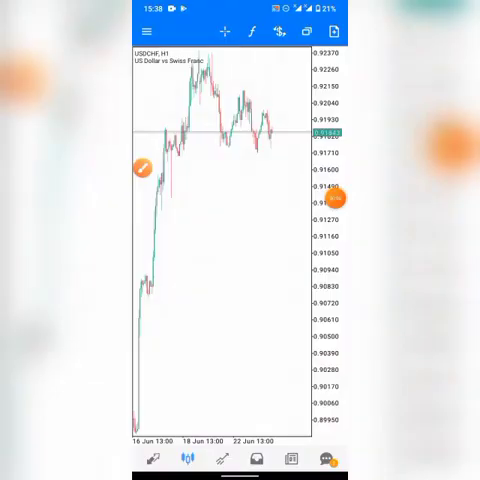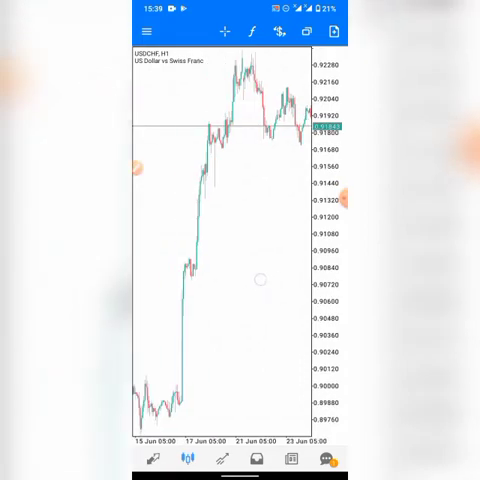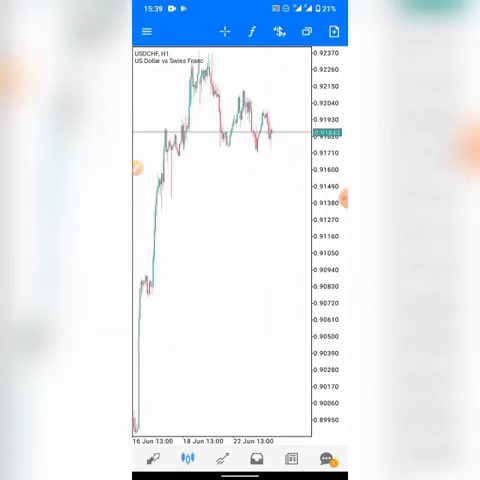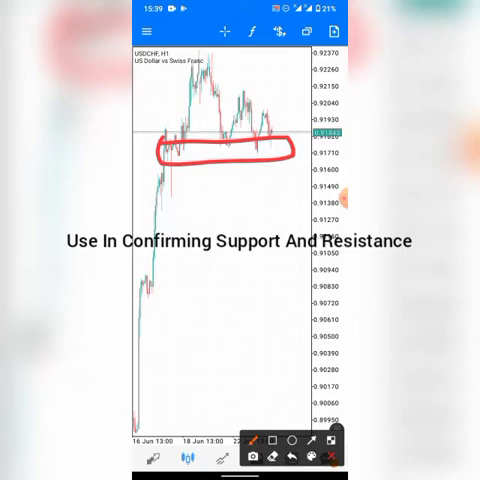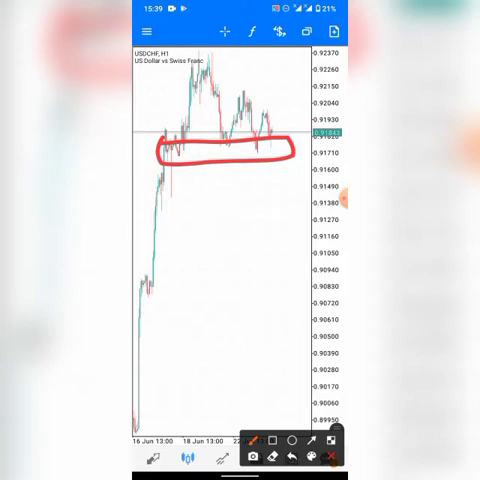Currently we are on USD CHF, and looking at this chart, we should notice that we can actually use some divergence here. First of all, we can spot a support around this side. In confirming our support, we use divergence, and I'll be showing you how.